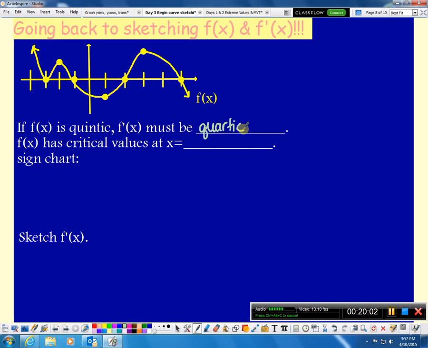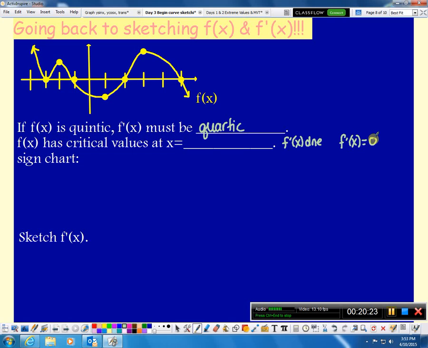Now, for f prime to not exist, it means you've got to have a corner or a cusp. No. You have to have vertical tangent lines. No. Or you have to have discontinuities. No. So this is not your issue.